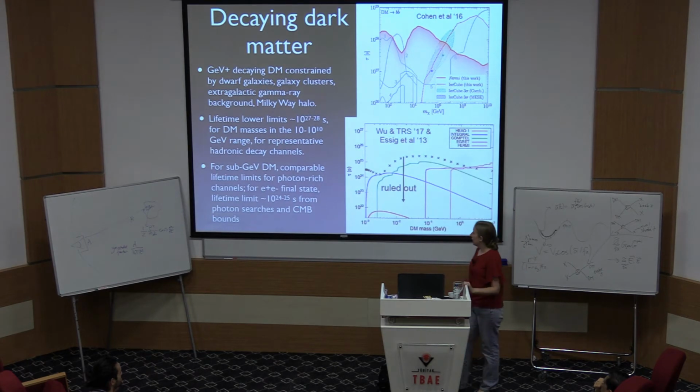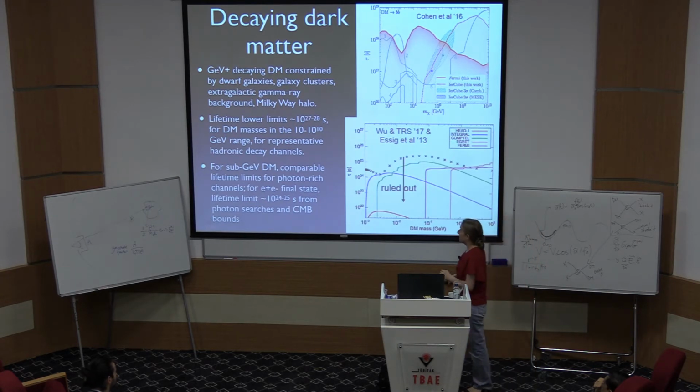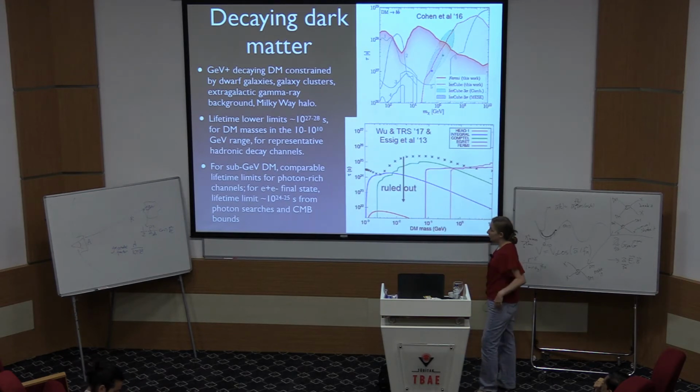For decaying dark matter, you can do similar searches, again at the GeV and higher scale, looking for gamma rays and looking for cosmic rays, and set pretty stringent limits. So for annihilation, as you go to higher masses, you reduce the dark matter number density, and that reduces the signal. For decay, your number density is inversely proportional to mass, but your power per decay is proportional to mass, and these roughly cancel out.